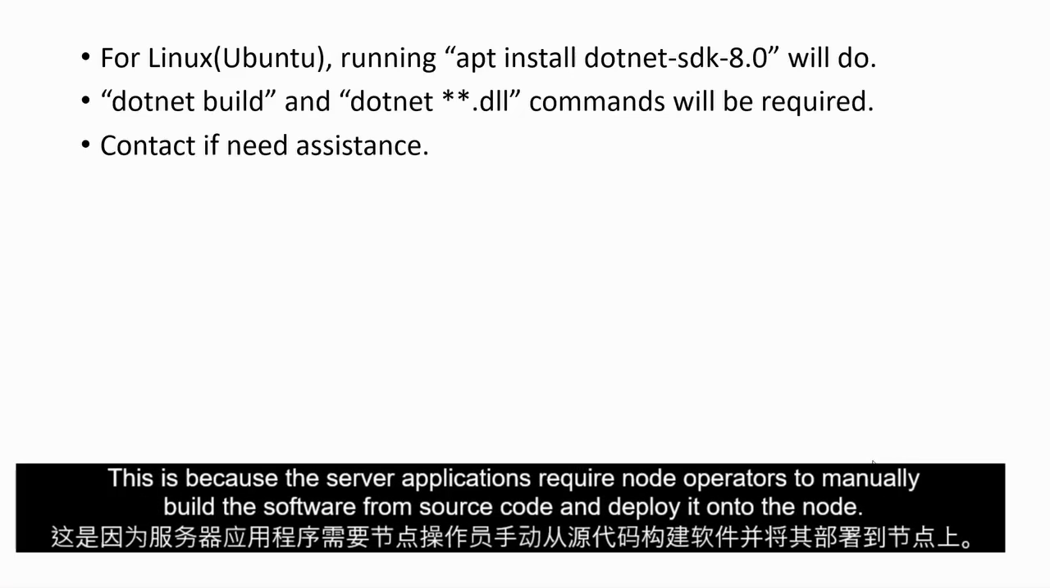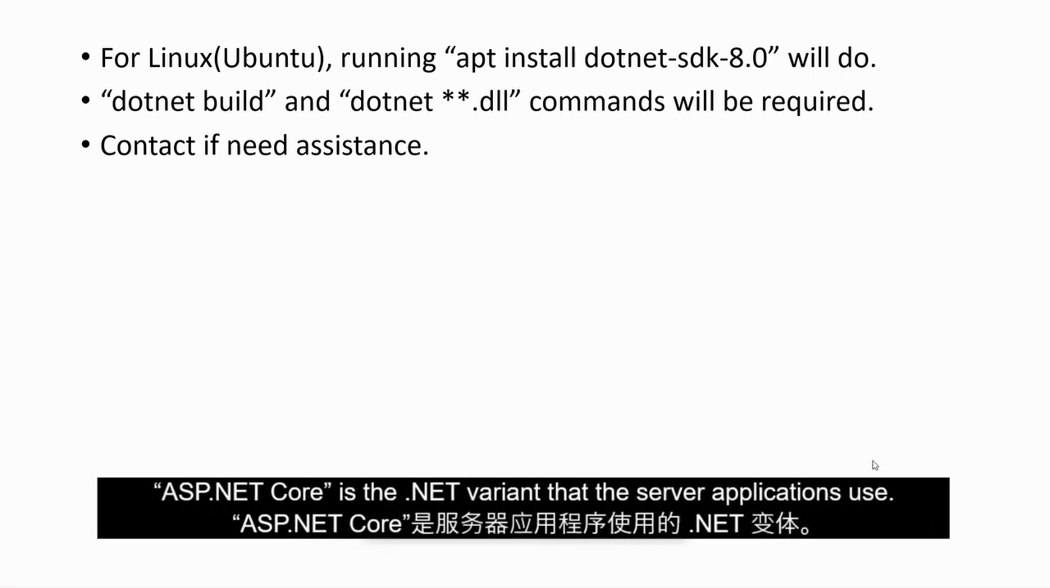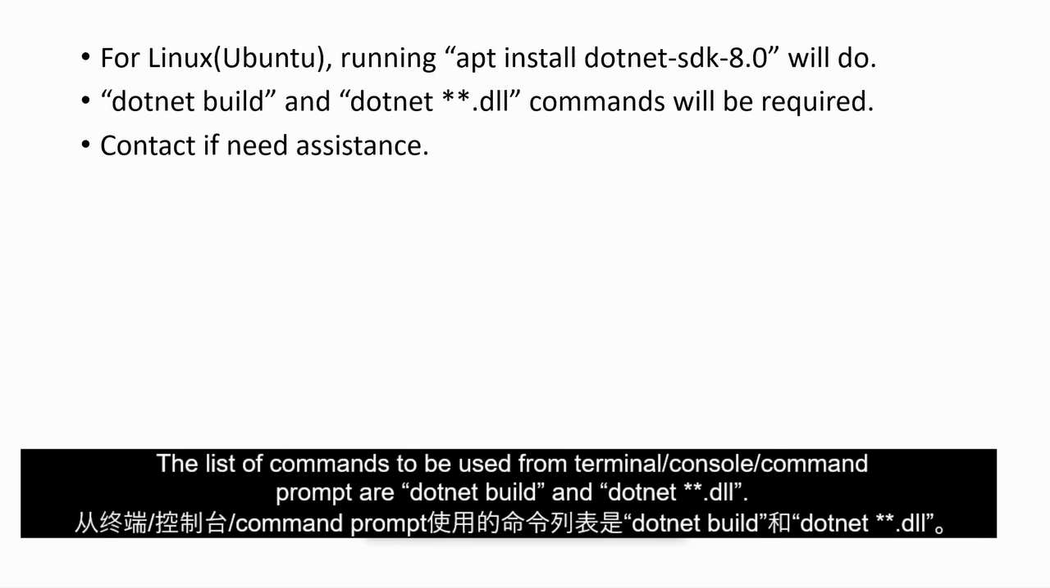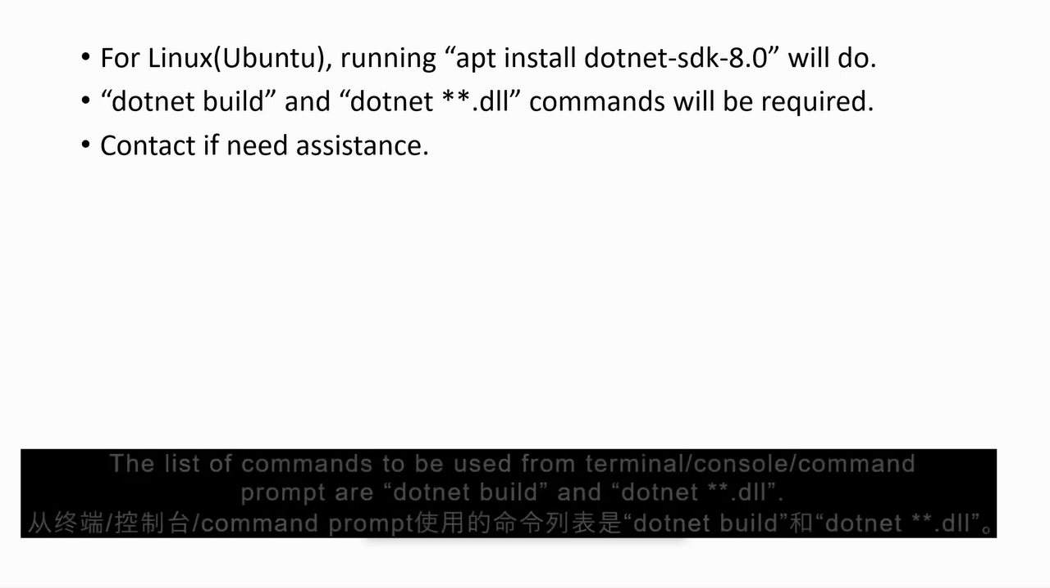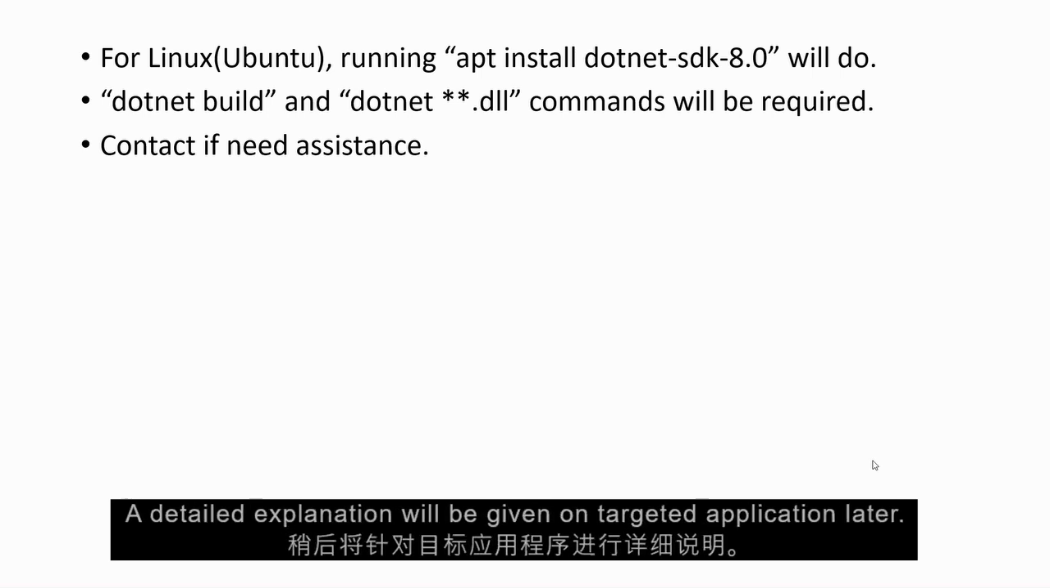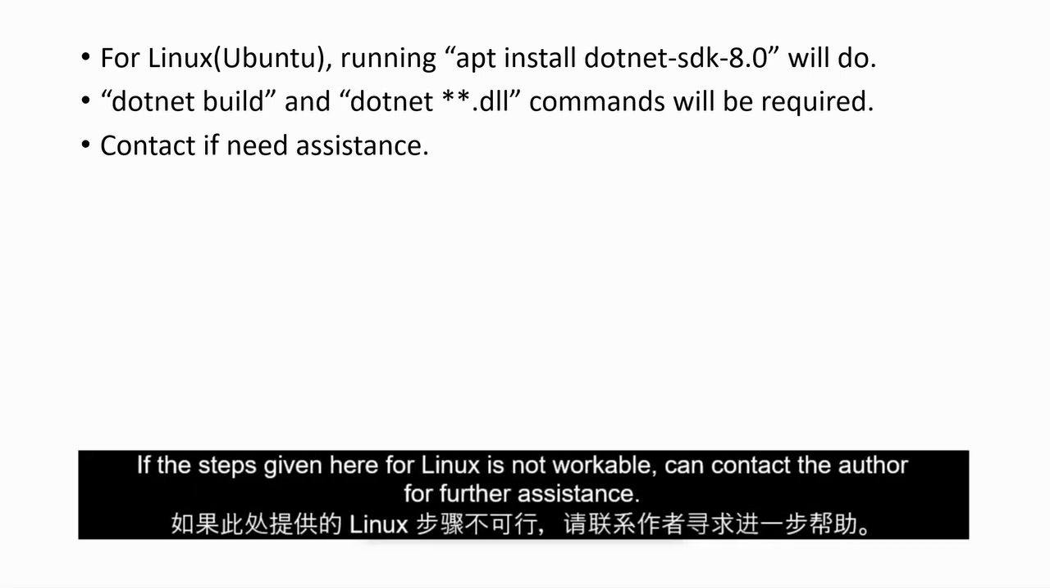This is because the server applications require node operators to manually build the software from source code and deploy it into the node. ASP.NET Core is the .NET variant that the server applications use. Although it can support Linux, macOS, and Windows, the default environment has been set to Linux. The commands to be used from the terminal, console, or command prompt are dotnet build and dotnet AnyApp.dll. A detailed explanation will be given on the targeted application later. If the steps given here for Linux are not workable, you can contact the author for further assistance.